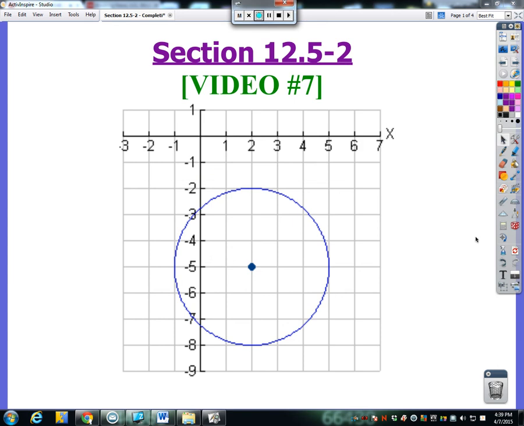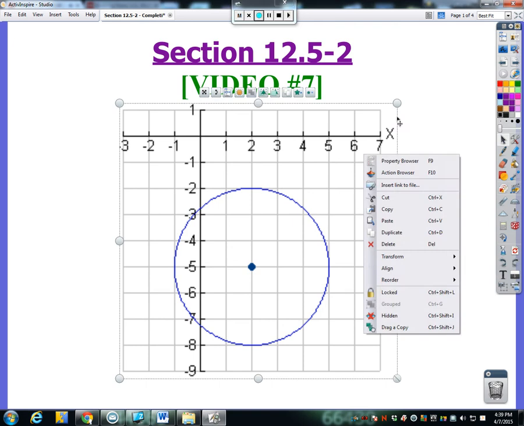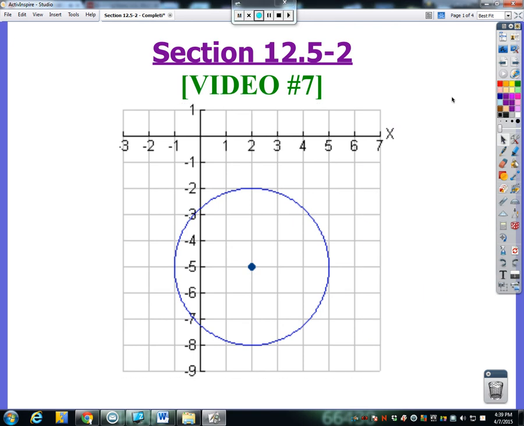Video 7. We're going to finish out our chapter with this video. We will continue to discuss equations of circles, but we're going to do a little bit more with our equations of circles. We're going to now actually involve the completing the square process that we've been practicing this chapter.